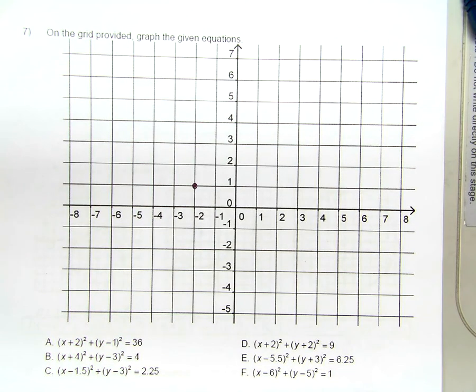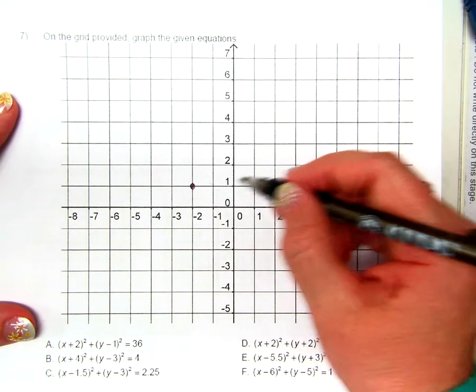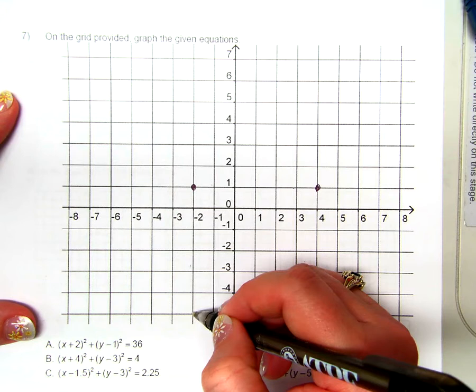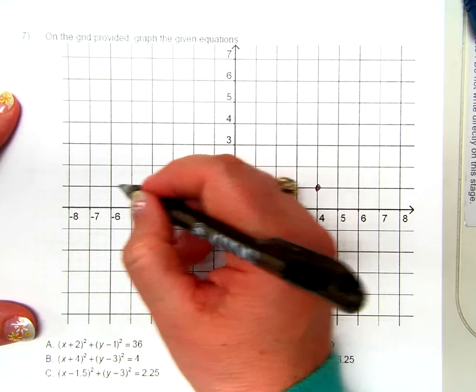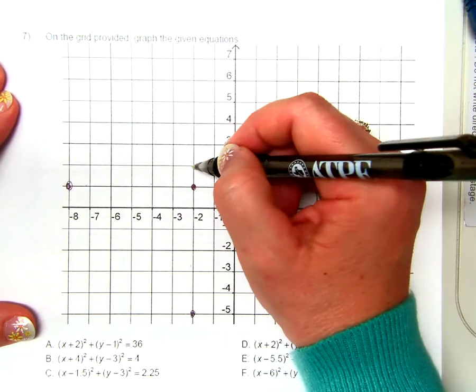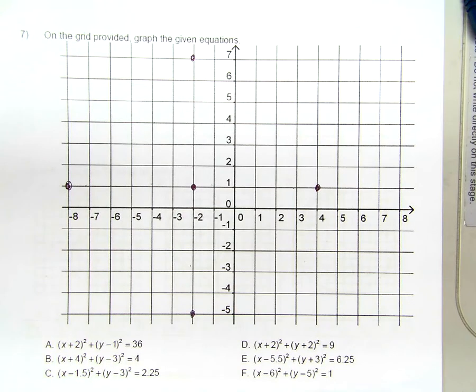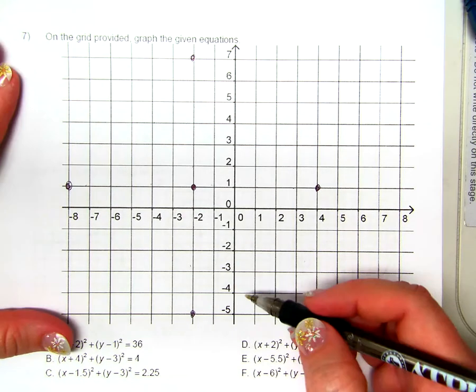What's the radius? 6. 1, 2, 3, 4, 5, 6. How do I want the circles? Roundish, circular.